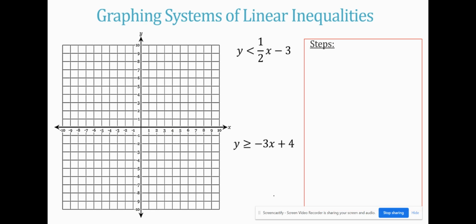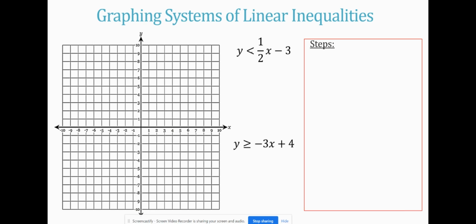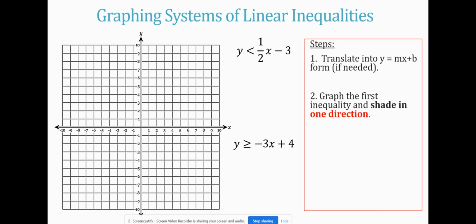Okay, so we're going to practice graphing these. We have y is less than 1/2 x minus 3 and y is greater than or equal to negative 3x plus 4. So first step is translate into y equals mx plus b form if needed. Here our y's are isolated, so we don't need to do that. The next step is to graph the first inequality and shade in one direction. So let's do this first one.